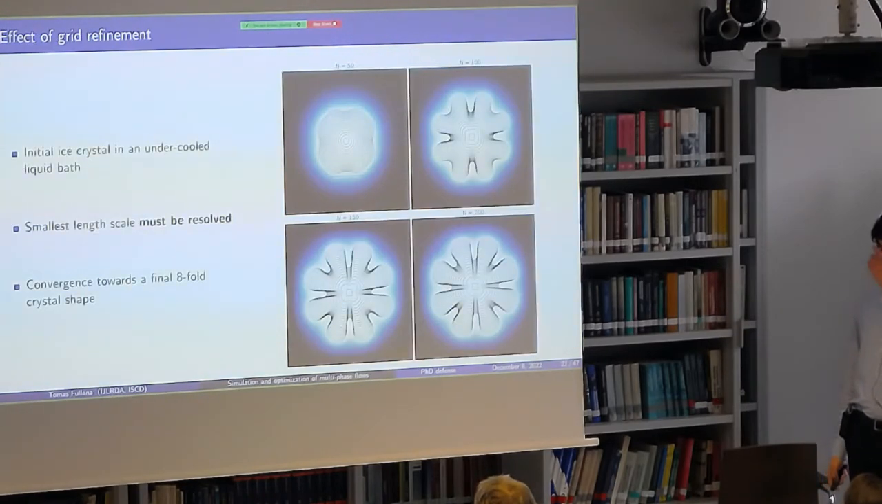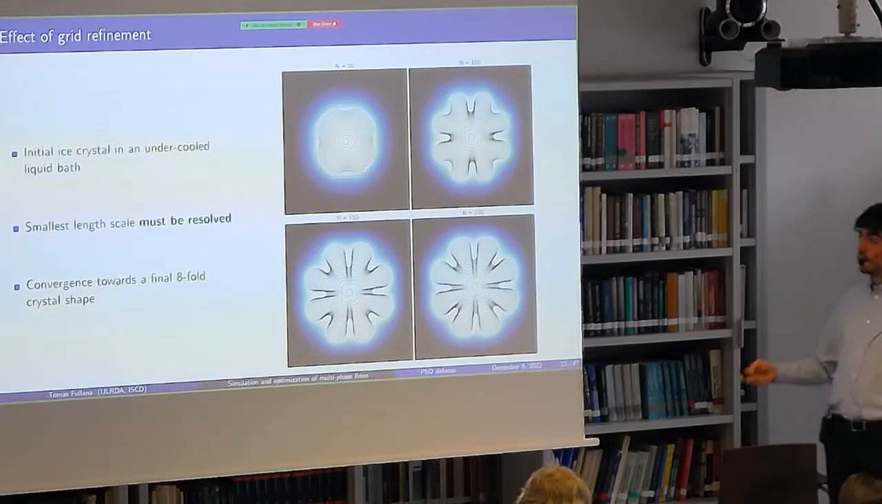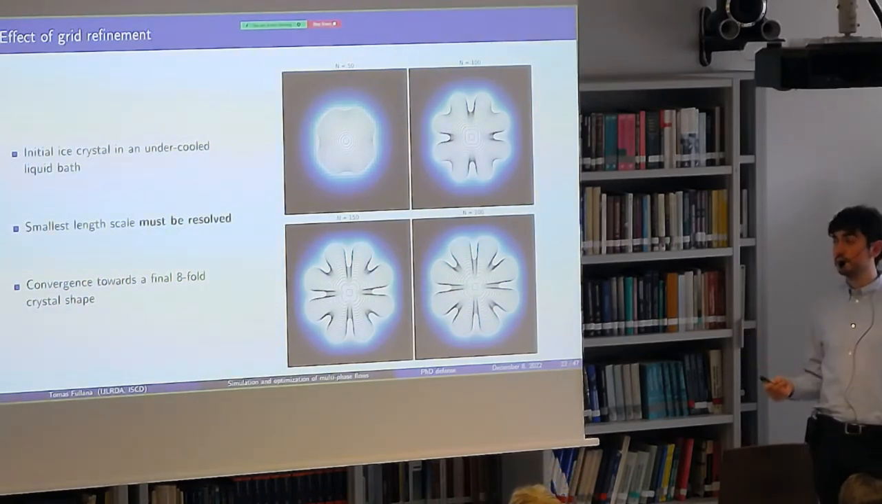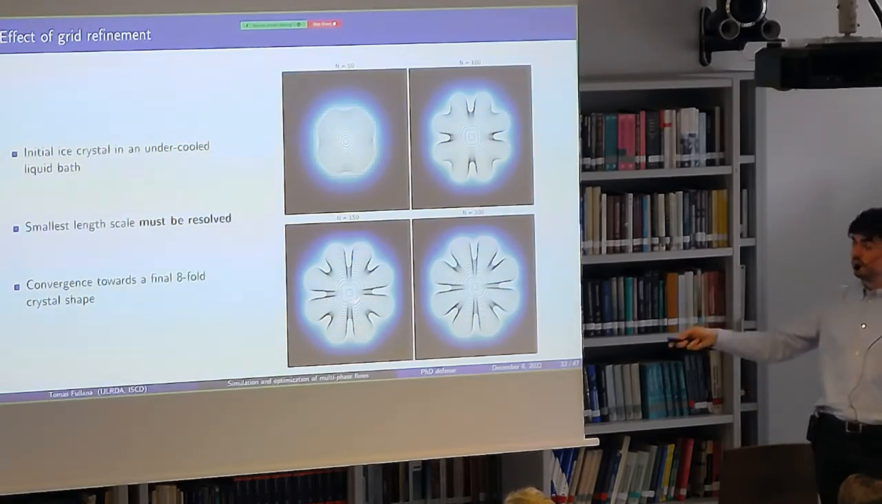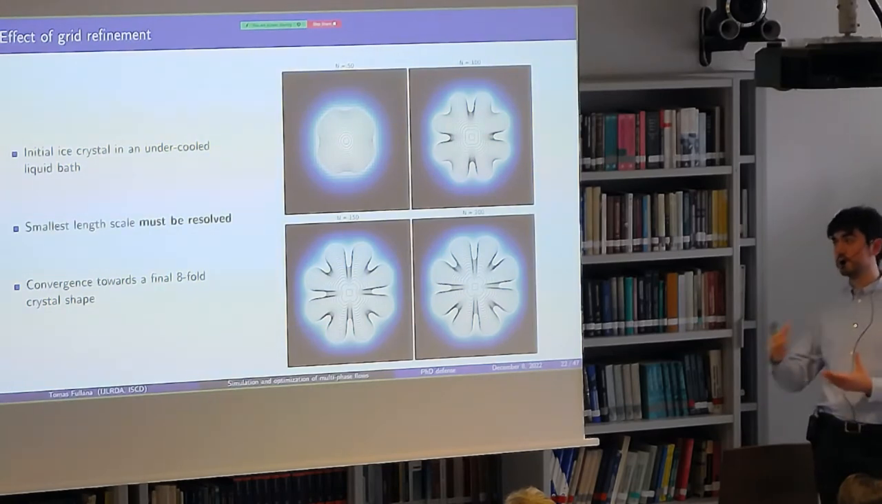Now, what we can also look at is the effect of grid refinement for those cases. So we still are in the same setup. We are initializing an ice crystal in an undercooled liquid bath, and we test this for different grid sizes ranging from 50 to 200. So we need the smaller length scale to be resolved in order to achieve convergence. And we see that as we increase the number of points, we are converging towards an eightfold crystal shape.